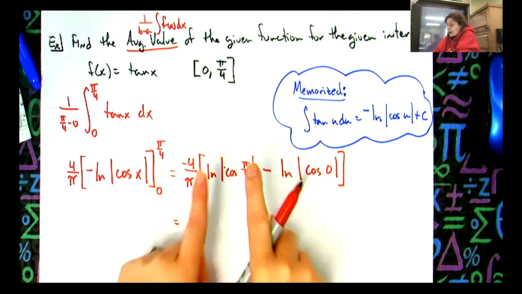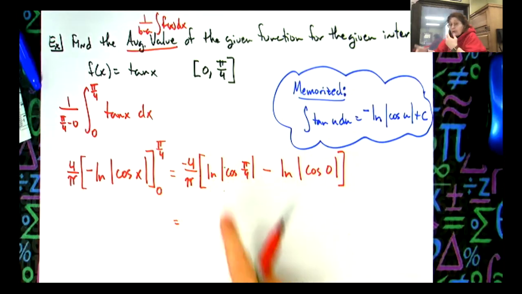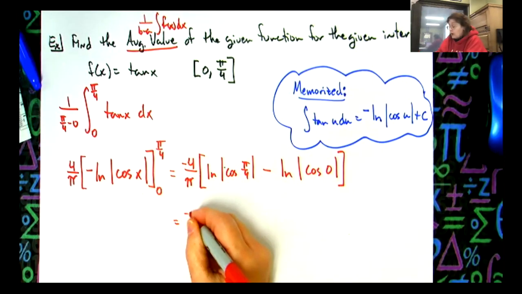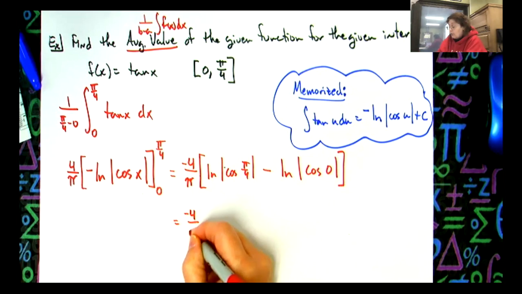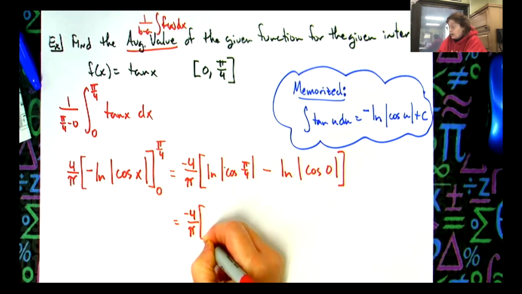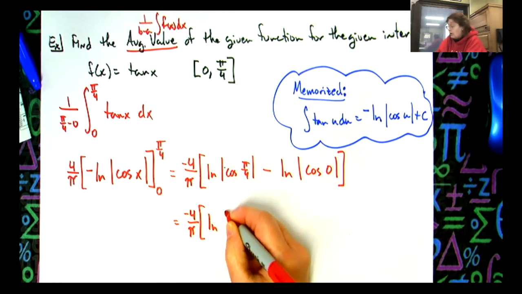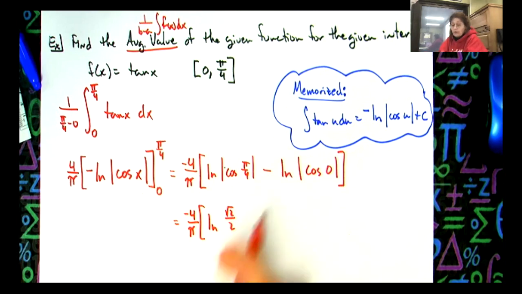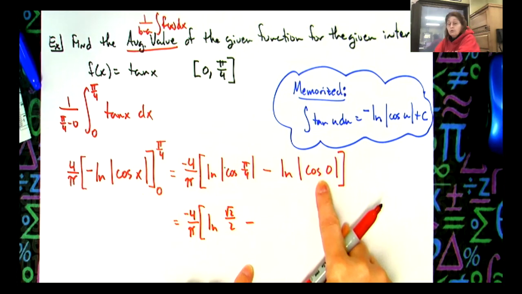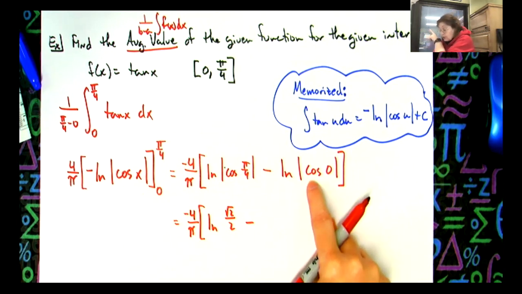The absolute value of a positive number is just the positive number. So I'll have negative 4 over pi, and then natural log of the square root of 2 over 2, because the absolute value of a positive number is positive. Now, cosine of 0. Cosine of 0, 0 is on the right-hand side, that's the point (1, 0). So cosine of 0 is 1.